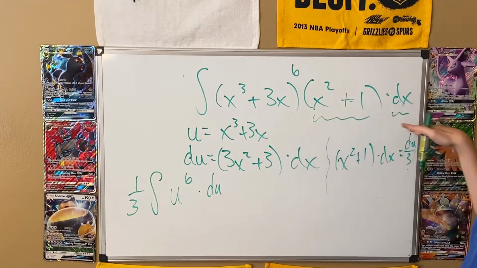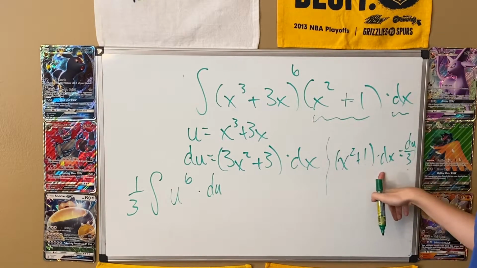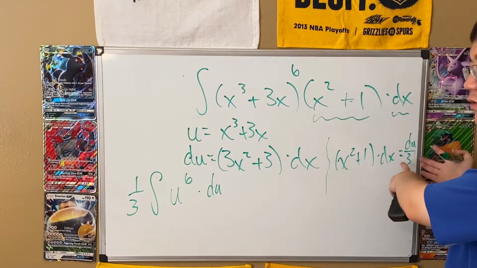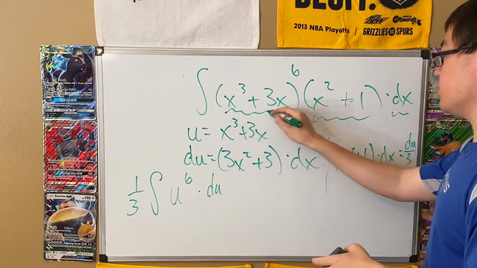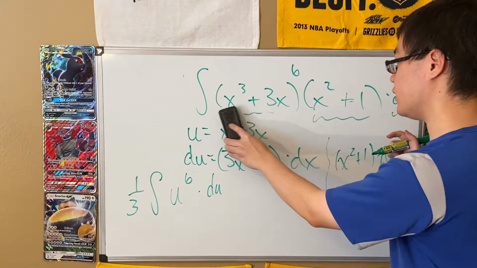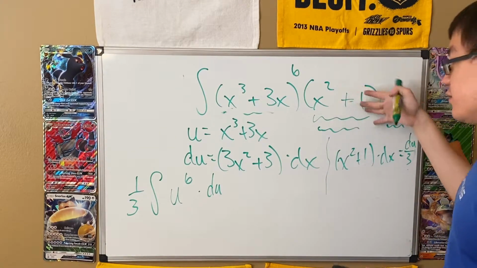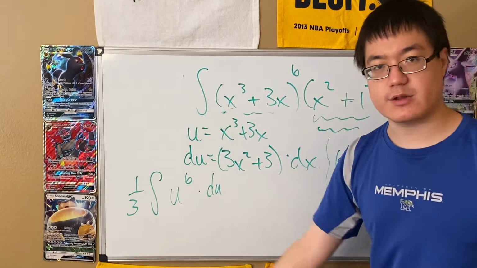So what you want to do is isolate that thing. In this case, it's x squared plus 1 dx equals du over 3. And then just replace all of our dx's instead of writing all this stuff. This part over here, sorry, I already underlined it. Instead of writing this, we're just writing du over 3, but we're taking out the constant.